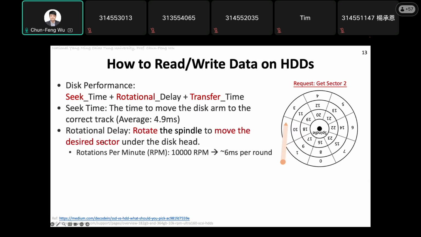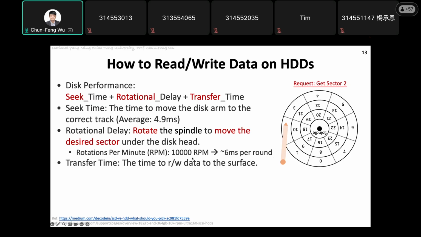There is a thing called RPM, rotations per minute, which is about how fast the plate spins. If you go to buy a hard disk drive, you will definitely find a figure like 10,000 RPM or 7,200 RPM. Using RPM, you can quickly do the calculation. For 10,000 RPM, it will be 6 milliseconds per rotation.